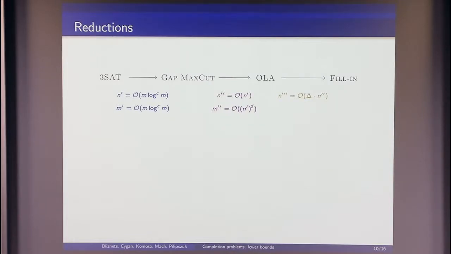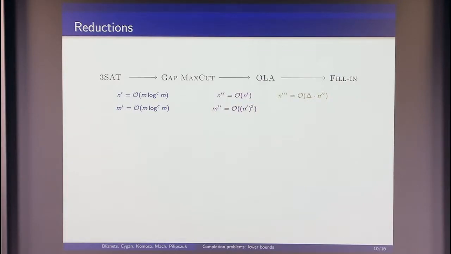Good. So now how does our situation look? Here we reduce from FreeSat to gap MAXCUT, losing a polylog. Then we have a reduction from gap MAXCUT to OLA, which gives only a linear blow-up of the instance size. However, we introduce a huge click. So the instance that we get here is not sparse. And finally, from here to fill-in, the reduction gives also a blow-up by the maximum degree of the graph.